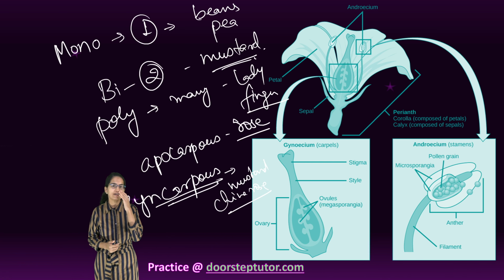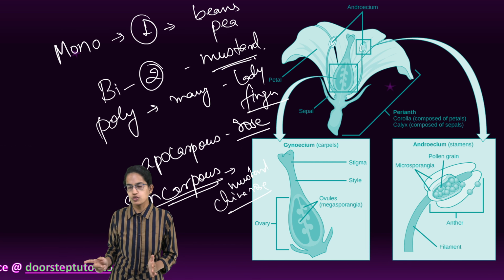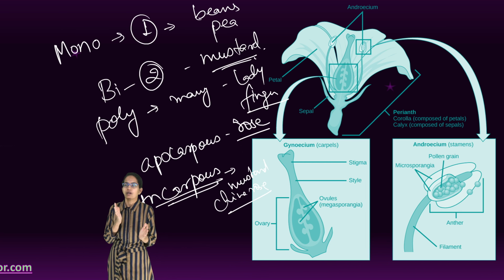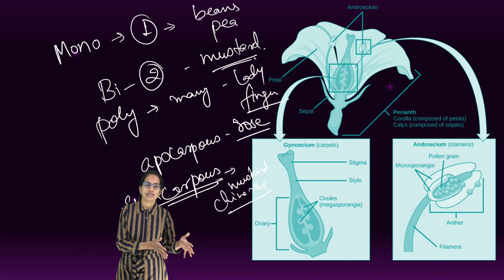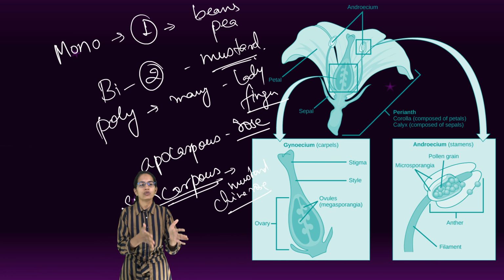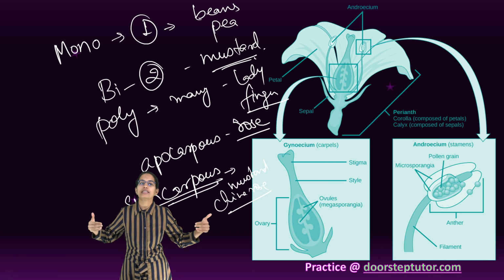The major takeaway from this lecture is the classification and the examples for each of those. So what is monocarpellary? What is monoadelphous? Monoadelphous is a term used for the third whorl. Monocarpellary is a term used for the fourth whorl. Then the examples in each of those.